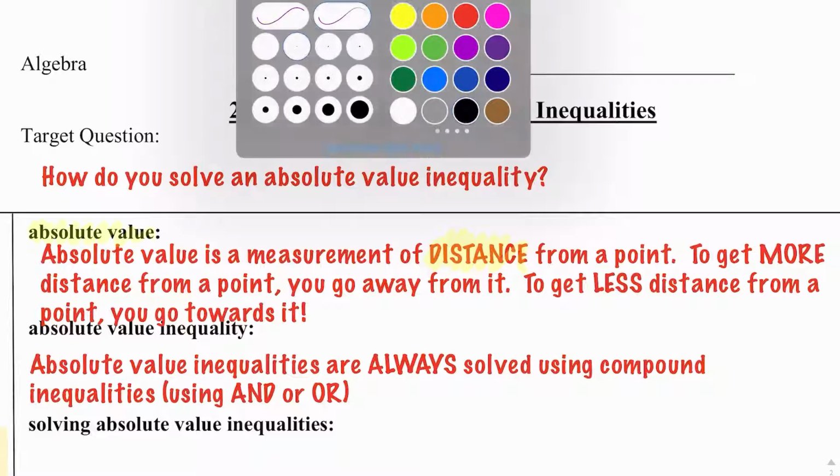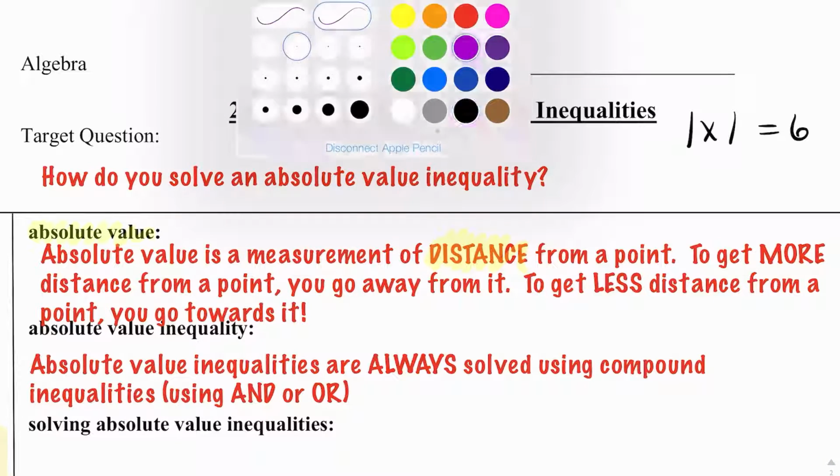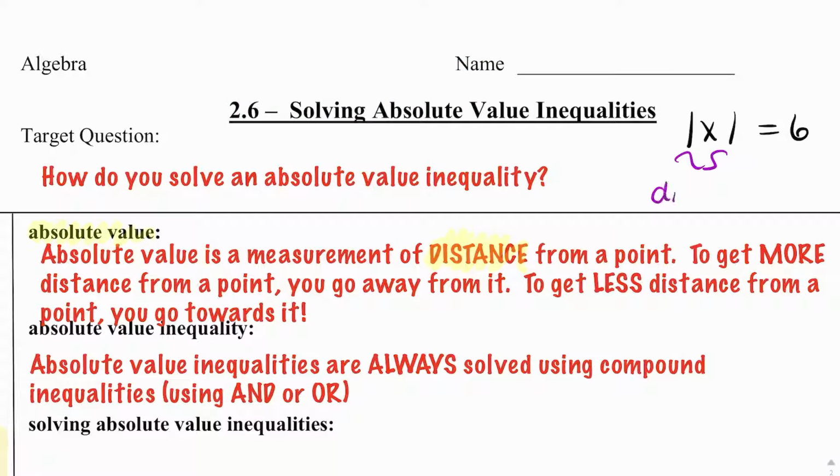That is, whenever I see this absolute value symbol, like the absolute value of x is equal to 6, I can replace that word with the English word distance. So distance is 6.